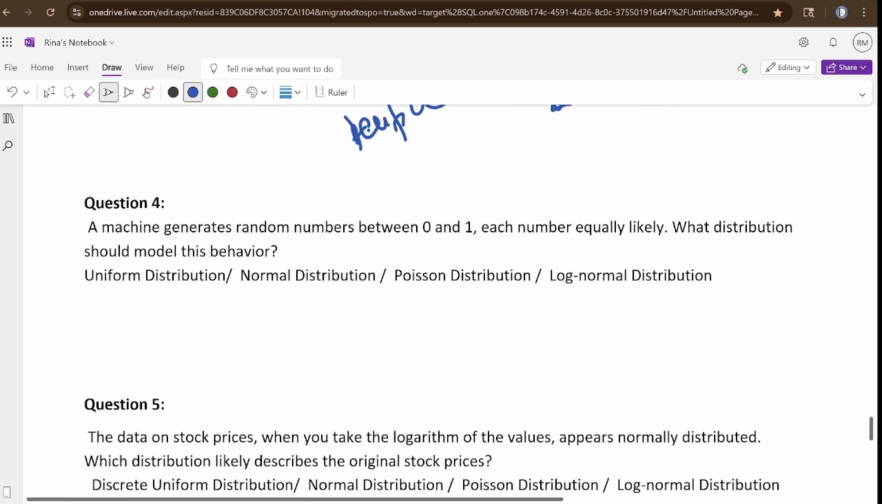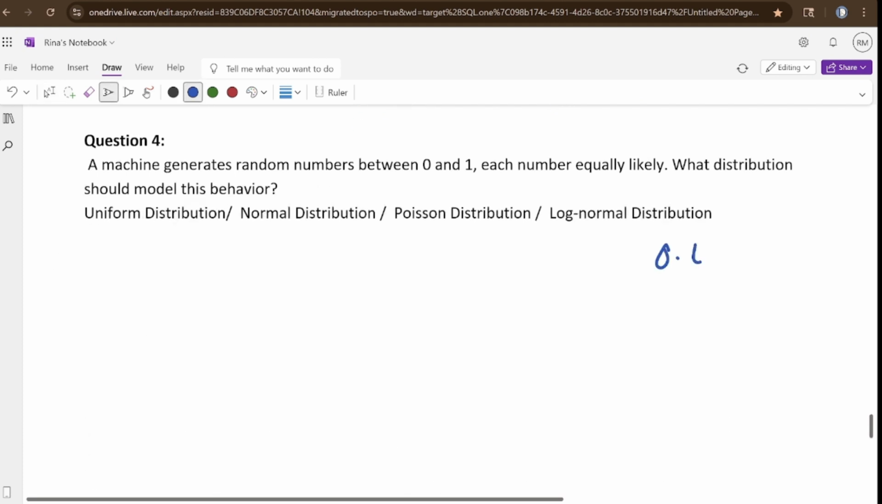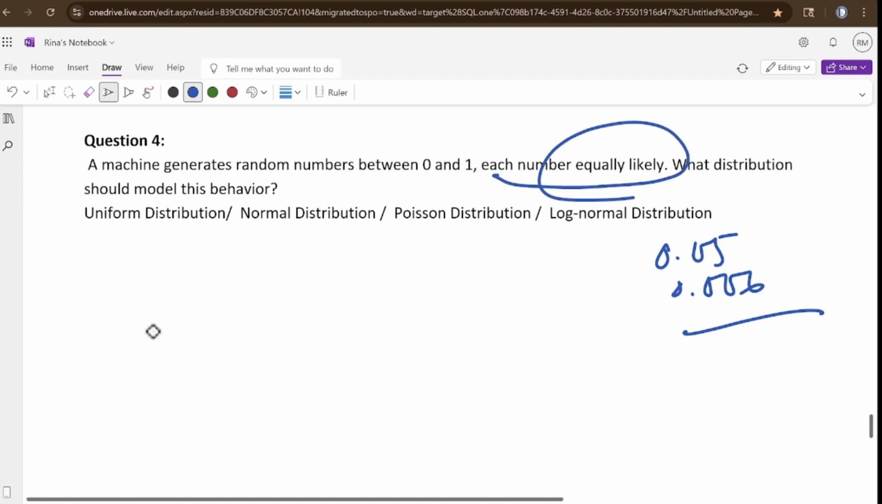The third question. A machine generates a random number between 0 and 1. It may be 0.05, 0.06, any number, and each number equally likely. No disparity. Any number can happen. So the outcome is uniform. Anything can happen. Okay, so the distribution is uniform distribution.